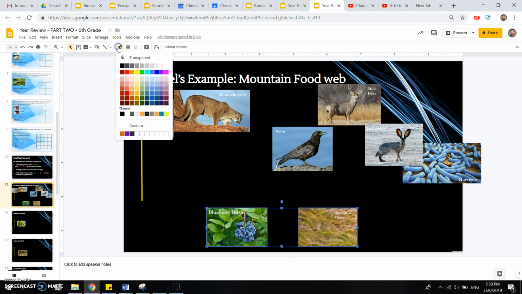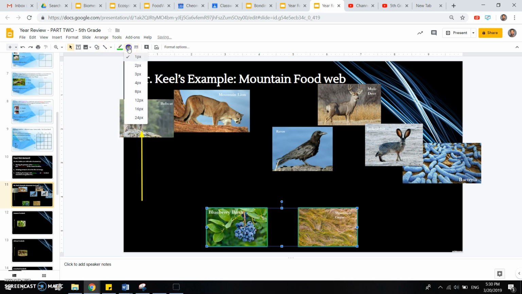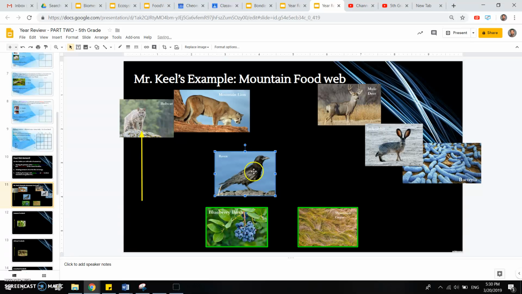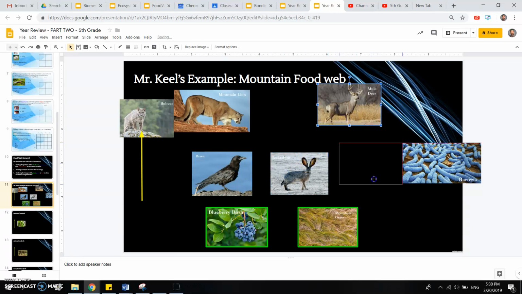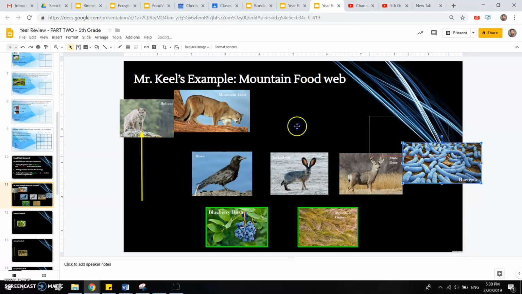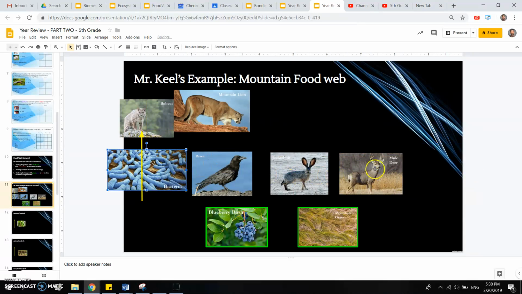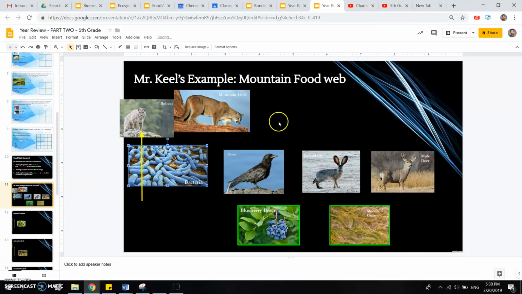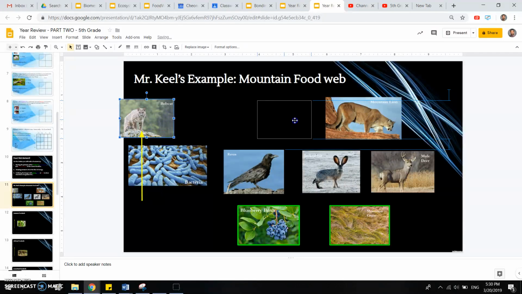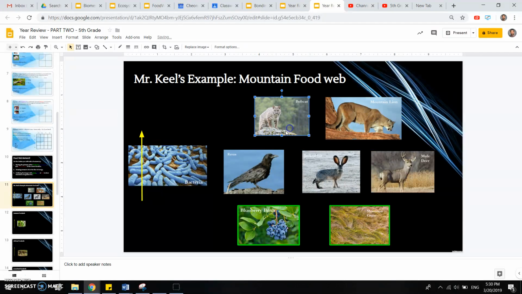So I'm going to click the little pencil, green, to outline them. I want to make my line bigger. They're outlined in green. Now I know that ravens eat blueberries, jackrabbits eat grass, and so do mule deer. I'm going to keep my decomposer bacteria off to the side, and I know that a mountain lion would probably eat the deer and the rabbit, and the bobcat might be able to catch a bird and would eat a rabbit too. Okay, so these are all my consumers.